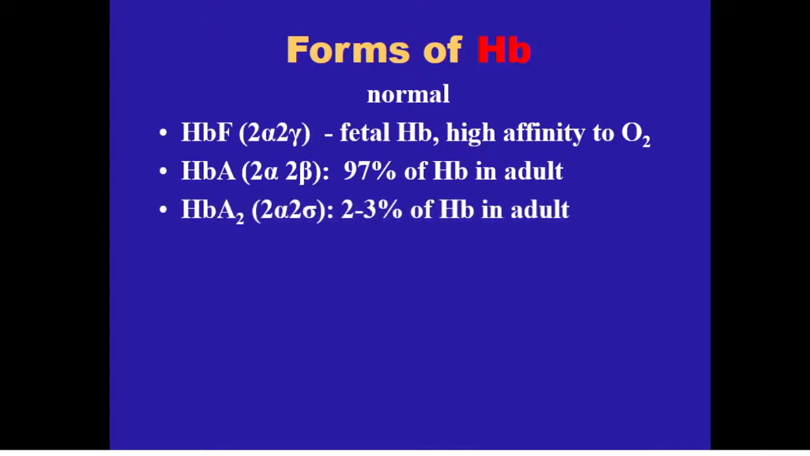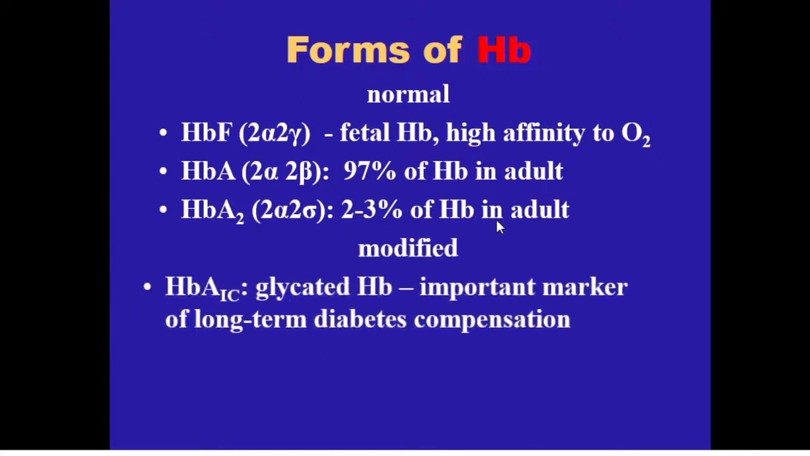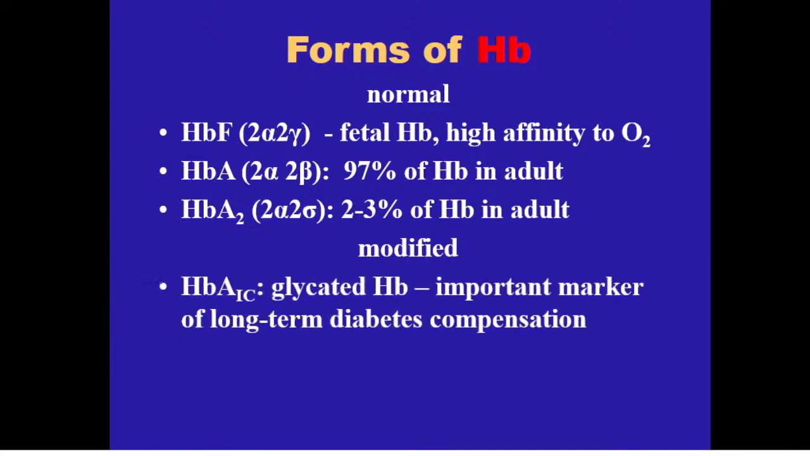And 2-3% are represented by a subtype of normal hemoglobin A, named hemoglobin A2, where the type of subunits instead of beta is delta. Hemoglobin of adults can be modified. For example, if we have a high level of glucose in our blood, part of hemoglobin can be glycosylated.